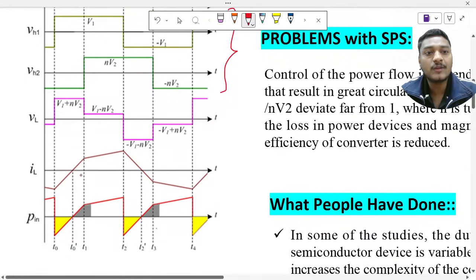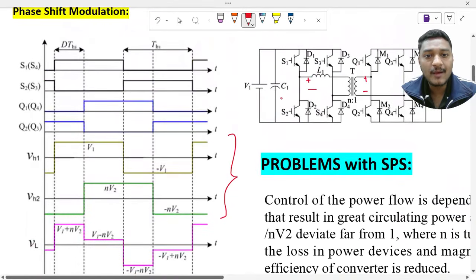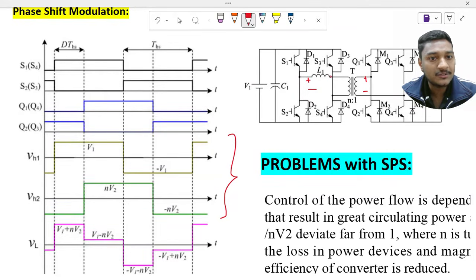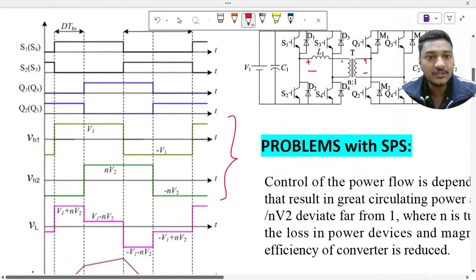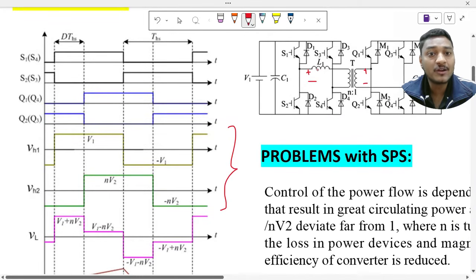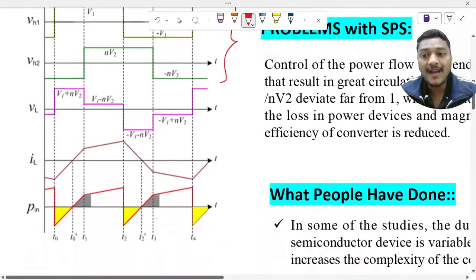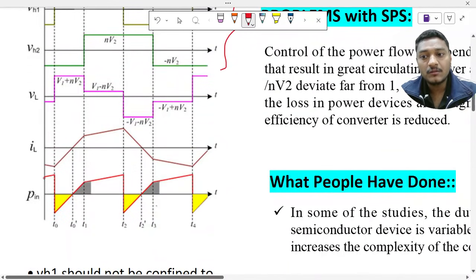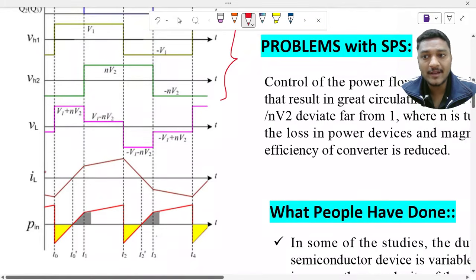Now if I want to calculate my input power, how am I going to calculate it? This particular voltage VH1 is there, and the current flowing through it is my IL. If I want to calculate the input power associated with this bridge, assuming this is the input bridge, the input power is VH1 multiplied by the current flowing through it. So there are two parameters. Now see what happens because of this. If I multiply VH1 with IL, this is the nature of the power I am going to get.